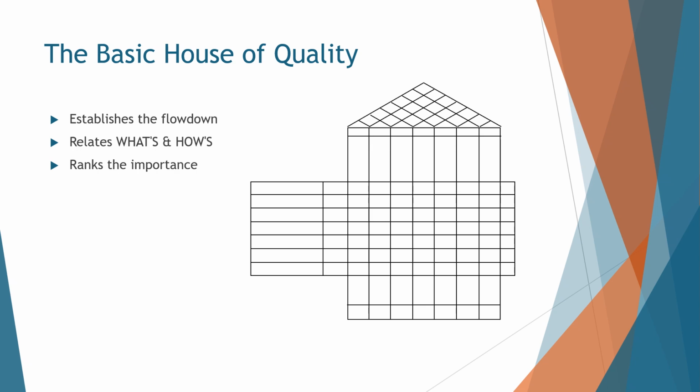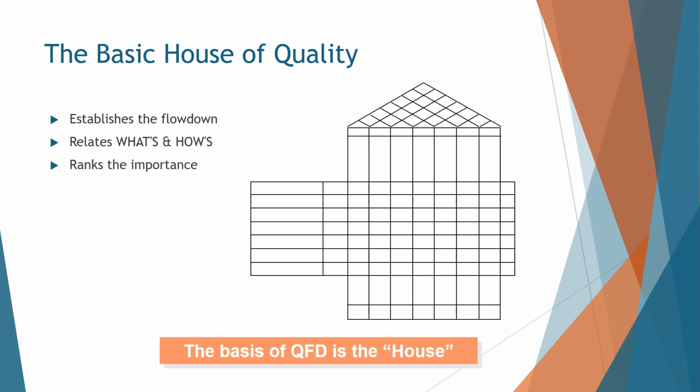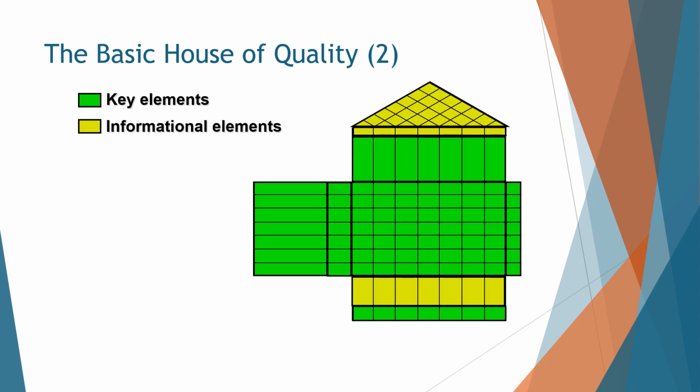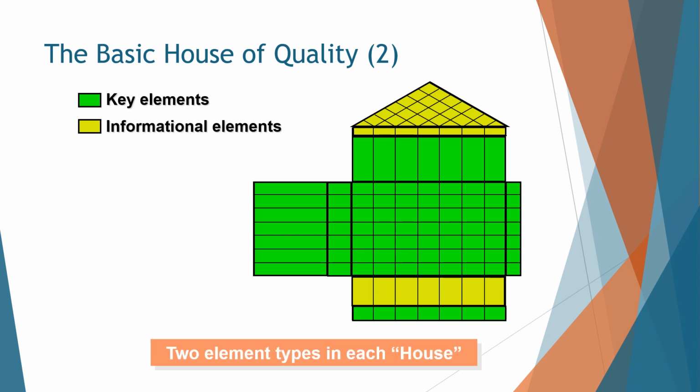How do you build the basic house of quality? Well, this house of quality first and foremost establishes the flow down, relates what's in house, and ranks the importance. The basis of QFD is the house. Key elements and informational elements. Two element types in each house.